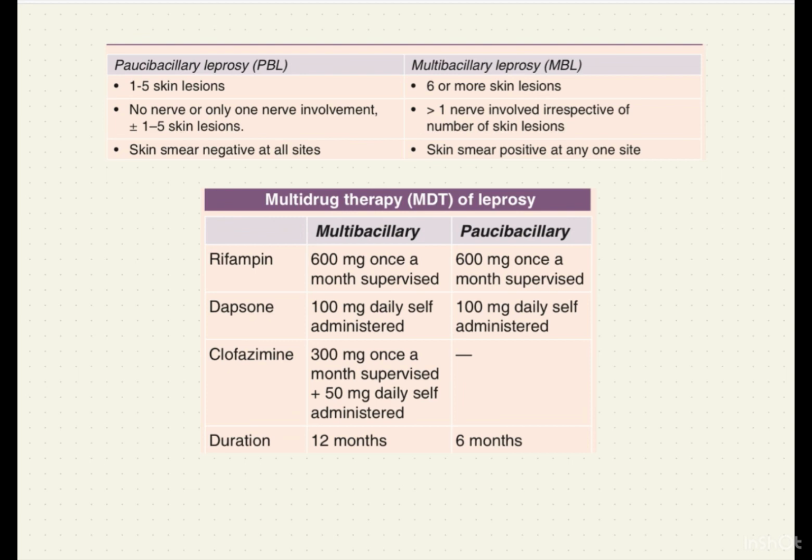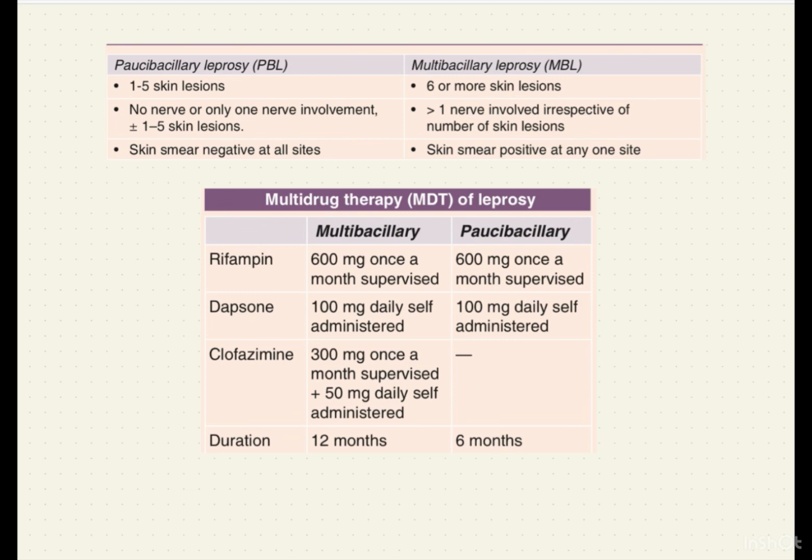What is the dosage of rifampicin that is given for the treatment of leprosy? A 600 mg monthly dose of rifampicin should be given under supervision. This is the dosage of rifampicin. What is the dosage of dapsone? 100 mg of dapsone should be administered daily. This is the dosage of dapsone. It's a nice round number, 100 mg.